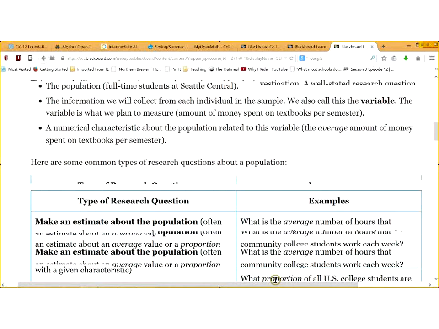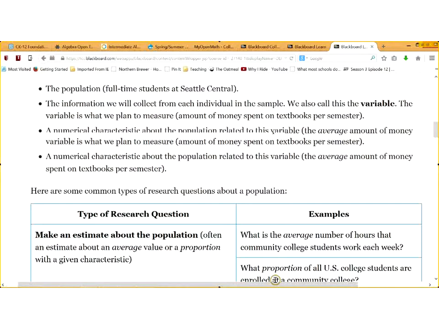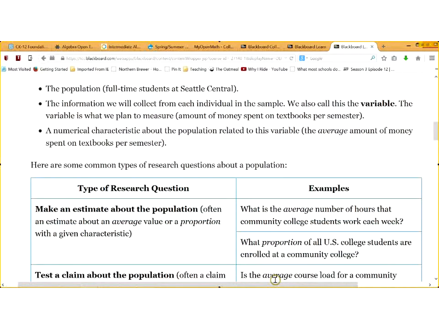All right, so the example of research illustrates how the research question guides the investigation. So you always start with a research question. All right, so a well-stated research question, as it says, contains information about the population, the information we're going to collect from each individual, which we call the variable. The variable is what we plan to measure. In this case, the amount of money spent on textbooks per semester for each student. We'll probably ask them for the current semester. And then a numerical characteristic about the population related to this variable. In this case, the average amount of money spent on textbooks per semester.